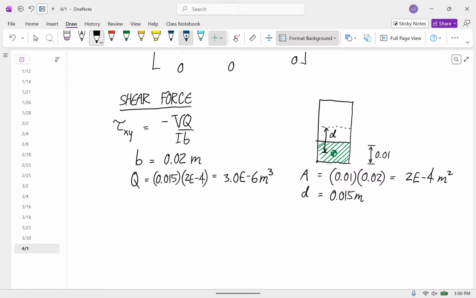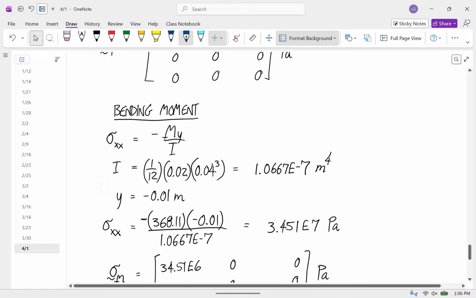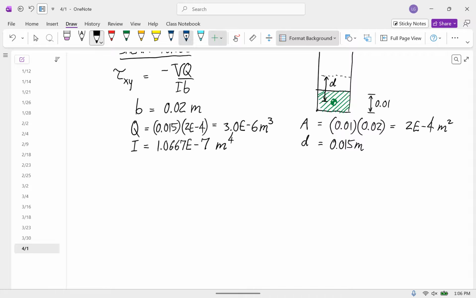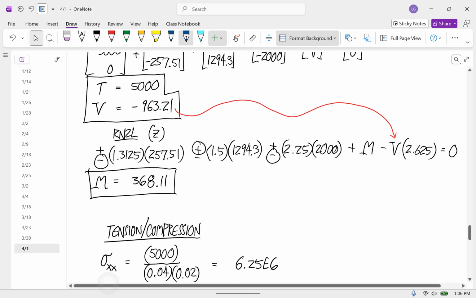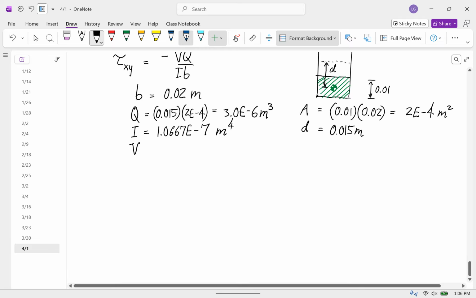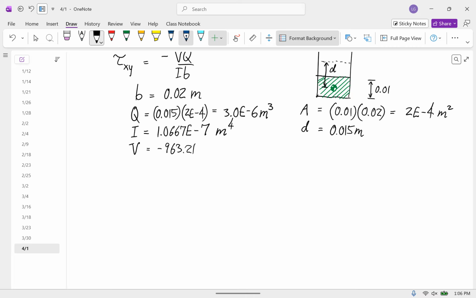Right, so the area is the area of the group, right? Right. And our I we got before was 1.0667 times 10 to the minus 7, I think. Yes. And this is meters to the fourth. And our shear force was negative 963.21. That's newtons.